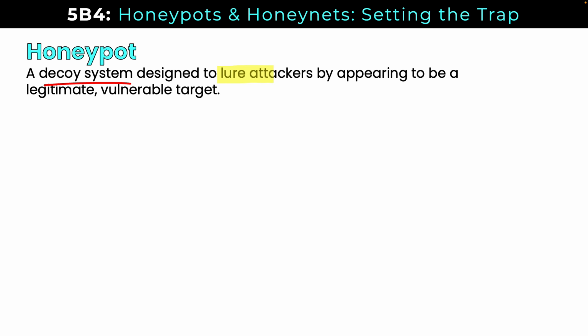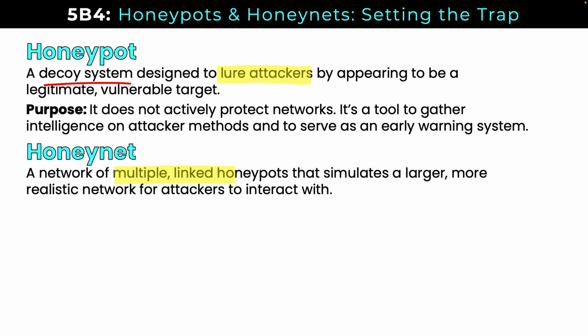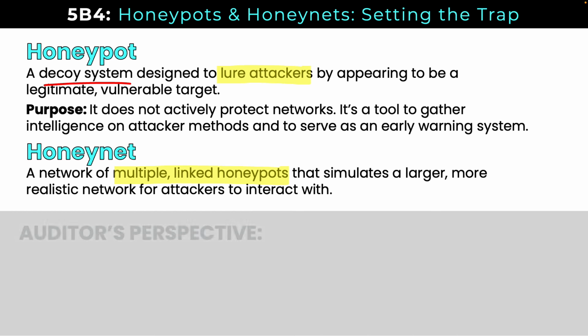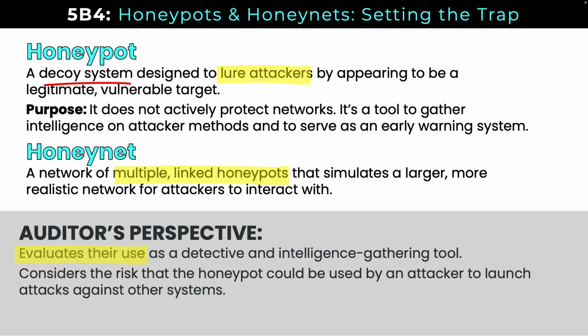Next we have honeypots and honeynets. So a honeypot is a decoy system. It's designed to lure attackers in by appearing to be a legitimate vulnerable target. It's not actively protecting the network. It's a tool to gather intelligence on attacker methods and to serve as an early warning system. And a honeynet is essentially a linked set of multiple honeypots that simulate a larger, more realistic network for attackers to interact with. So from an auditor's perspective, you're evaluating their use as detective and intelligence gathering tools.